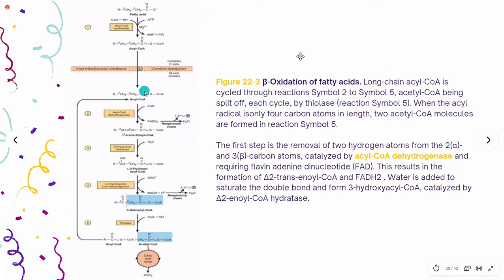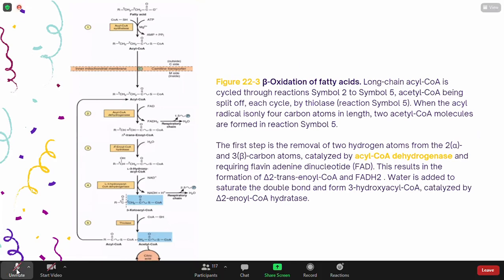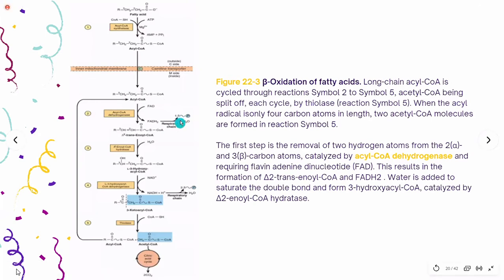Acyl-CoA is being oxidized, and the acceptor of hydrogen is FAD. And you have here FADH2, which goes into your electron transport chain, producing how many ATPs? How many ATPs? FADH2. 1.5. Oh, there you are, 1.5.